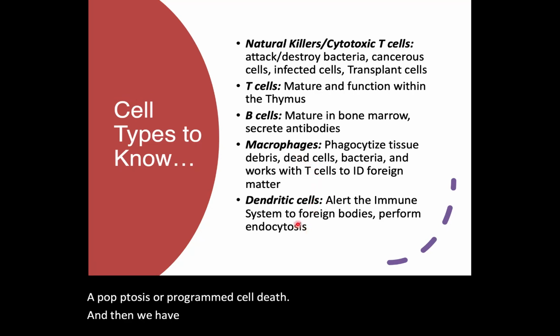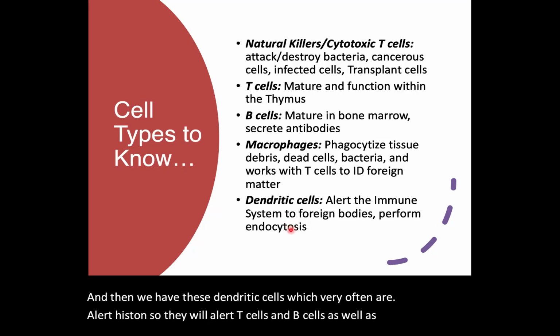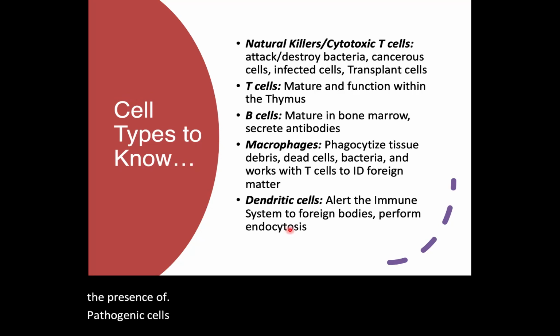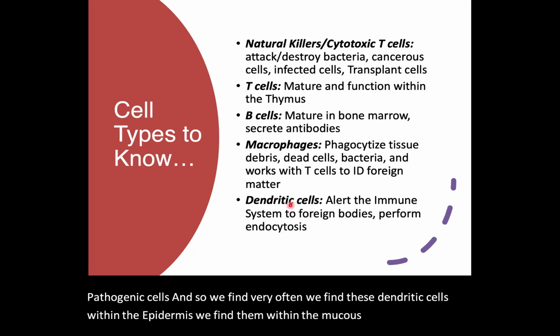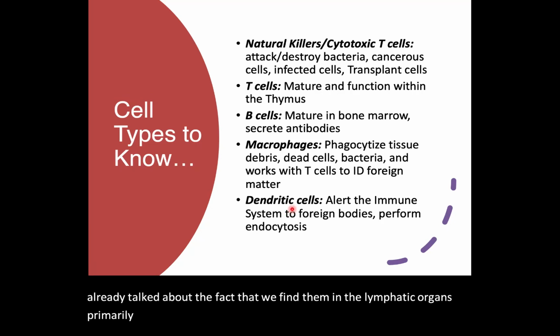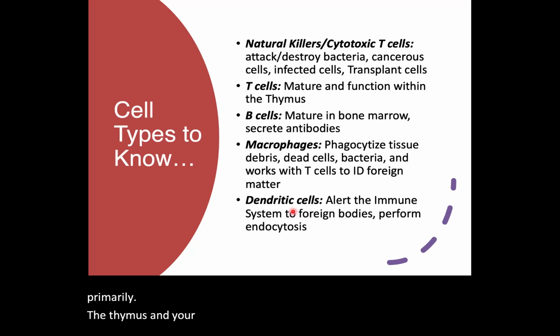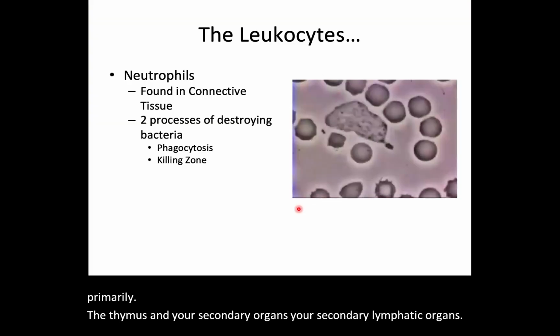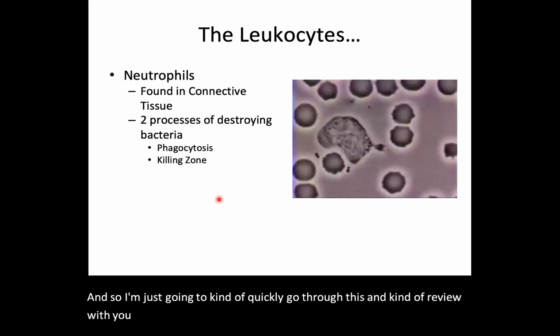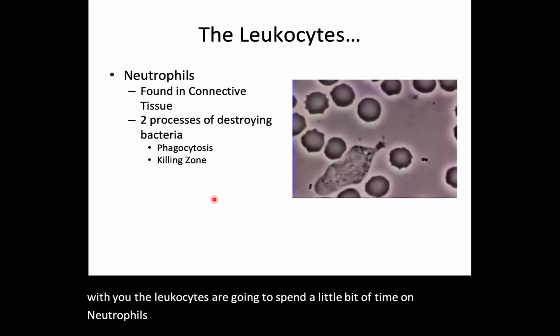And then we have these dendritic cells, which very often are alerters. And so they will alert T cells and B cells, as well as other cells, to the presence of pathogenic cells. And so we find very often these dendritic cells within the epidermis. We find them within the mucous membranes. And we already talked about the fact that we find them in the lymphatic organs, primarily the thymus and your secondary lymphatic organs. And so I'm just going to quickly go through this and review with you the leukocytes. We're going to spend a little bit of time on neutrophils because they are very interesting.